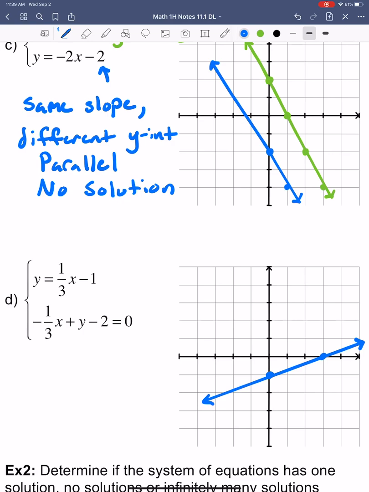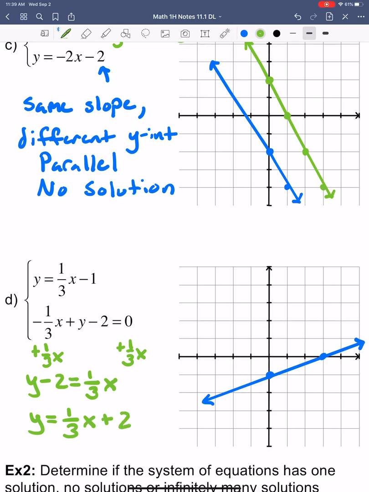Okay, and then we have this other equation. It looks all sorts of funky down here. I've got to rearrange this to get y by itself. So I'm going to start by adding this 1/3 x to the other side. So that's going to give me y minus 2 equals positive 1/3 x. And then I've got to finish this up by adding 2 to the other side. So I get y equals 1/3 x, plus 2.